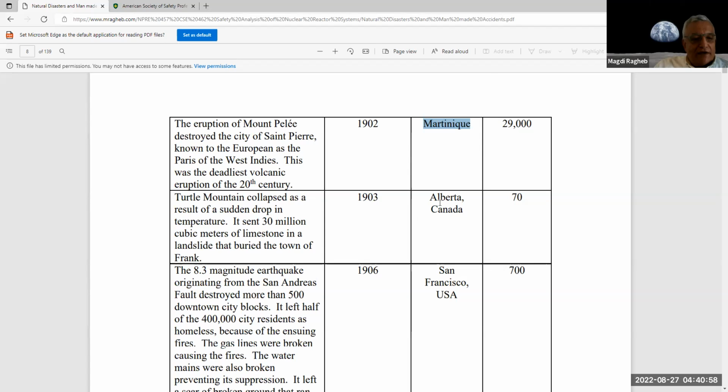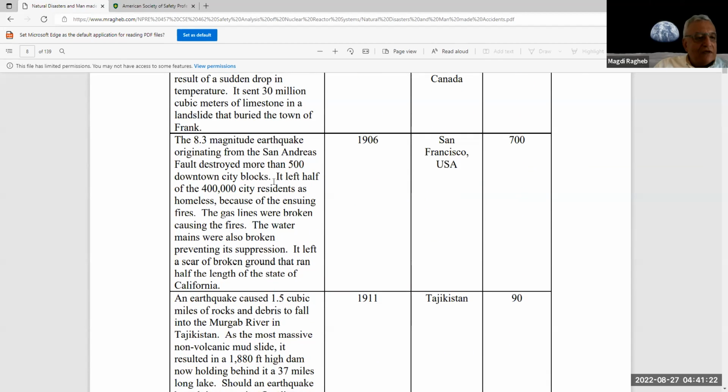Turtle Mountain in Alberta, Canada, basically broke away as a result of a change in temperature and sent 30 million cubic meters of limestone in a landslide. And mudslides are very common if you read the news in South America, and that one caused only the death of 70 people. The San Andreas Fault is a big threat of earthquakes in the United States.